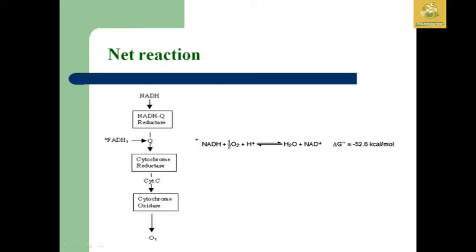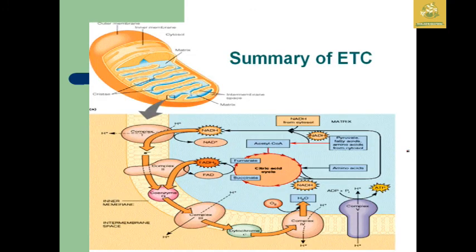You can see that NADH plus half O2 gives H2O and NAD plus with the release of energy of 52.6 kcal per mole. This is how the total net reaction takes place, with the four cytochrome complexes acting on NADH to reduce oxygen. So this is the total picture, a summary of the total process.